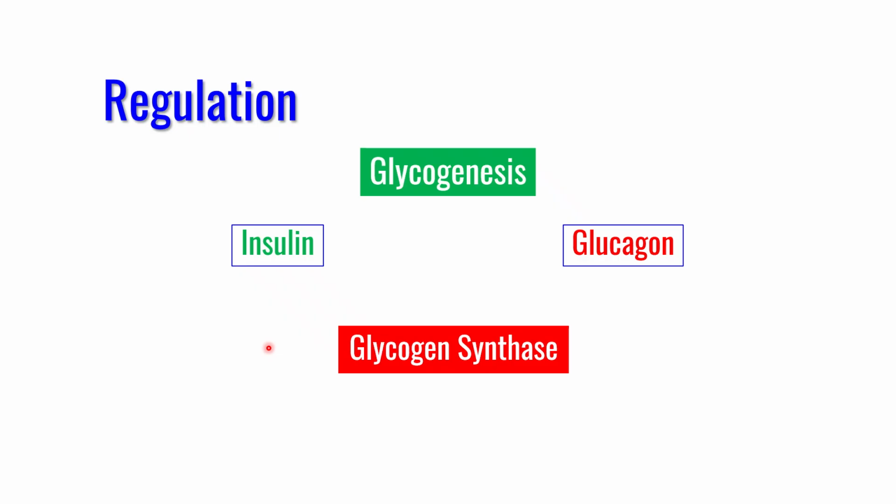Glycogenesis is regulated by the hormones insulin and glucagon through their action on glycogen synthase. For example, insulin activates glycogen synthase, thereby inducing glycogenesis. On the other hand, glucagon inhibits glycogen synthase, thereby inhibiting glycogenesis.